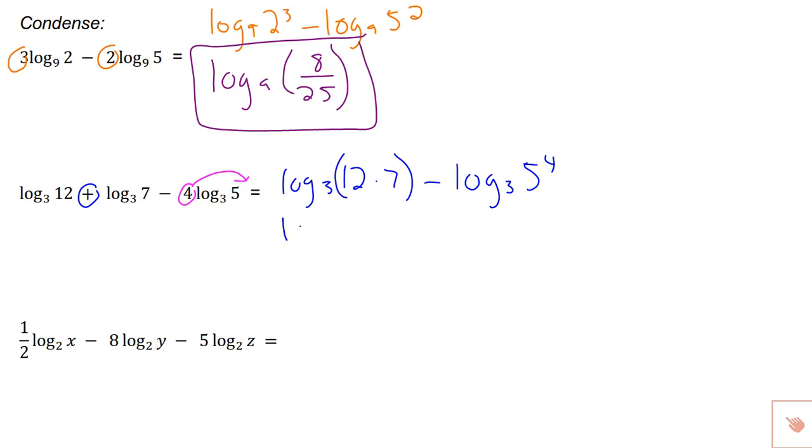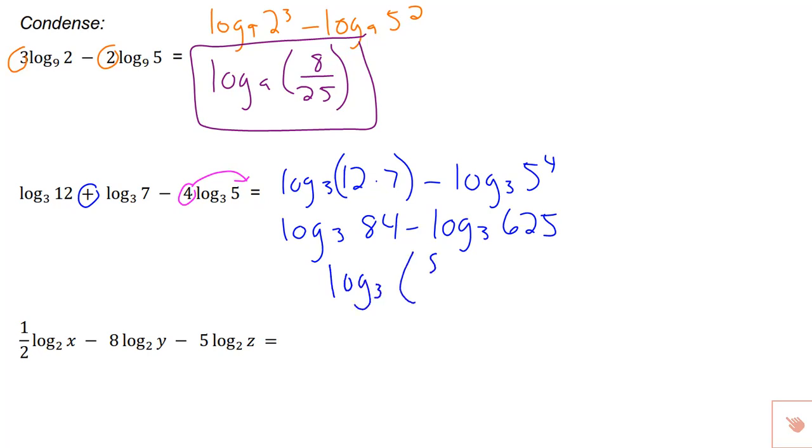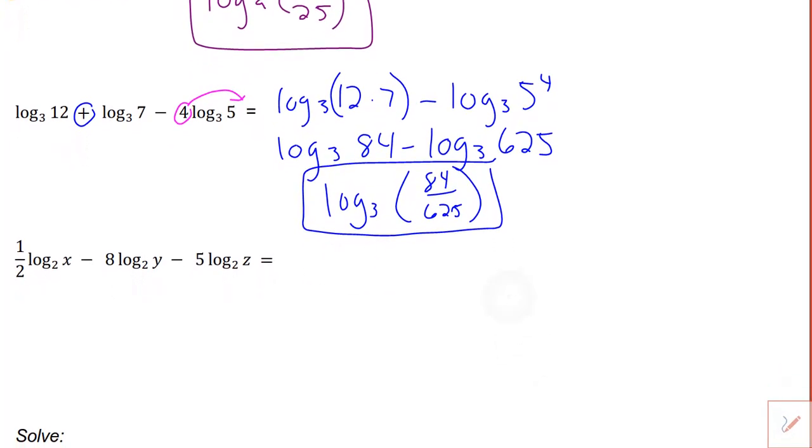Let's simplify a little bit before we move on. I can take care of that 12 times 7 using my calculator. I know that that's 84. And I can also take care of the 5 to the 4th. That's 625. Because these are both log base 3 and my directions are to condense, since they are being subtracted, I can rewrite them as a single log with division. Not too bad so far.